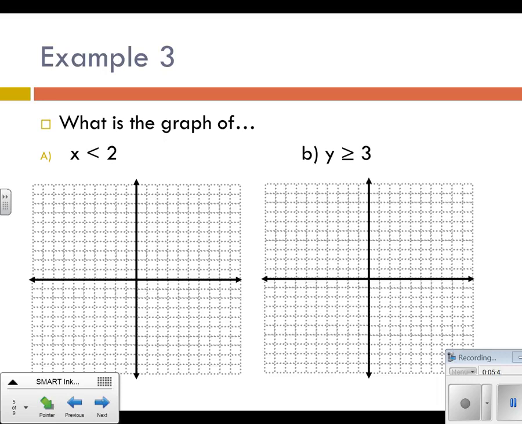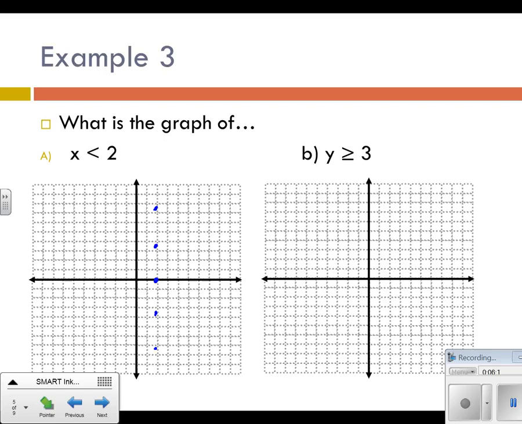Now graph x is less than 2, and then we're going to do y is greater than or equal to 3. So with x is less than 2, it's the same as if I'm graphing x equals 2. And I know x equals 2 here, here, here, here, all of these points on the line. Now I'm going to ignore the other graph and take that equation away. It's x is less than 2.